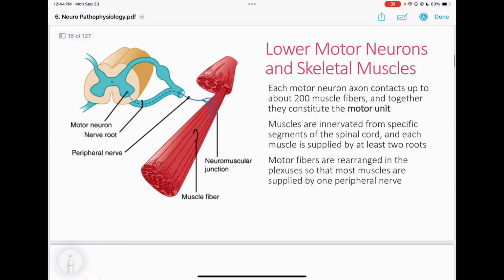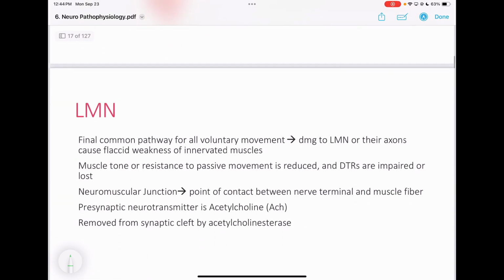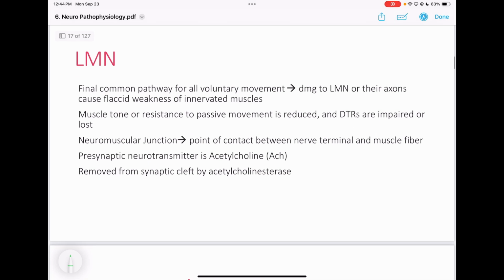Lower motor neurons innervate the skeletal muscles. So you can think of your phone as the muscle. That's the target tissue for those lower motor neurons. Each axon has about 200 muscle fibers it connects with, and that's called the motor unit. And there are specific segments. We all have it mapped out from anatomy already. And we know that they're organized in plexuses, so they have one peripheral nerve.